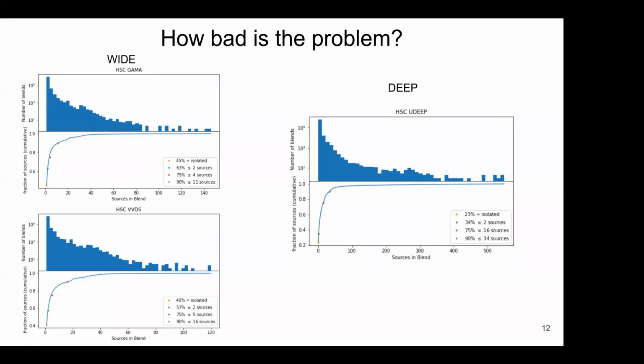16 sources. Now in the deep data, it becomes more difficult, because now only 23% of the galaxies are isolated. So now you've got more than 3/4 of your sources that are going to be in blends. And 25% of those are going to be in larger blends that are 16 sources or more, and 10% are going to be in really large blends of more than 34 sources.